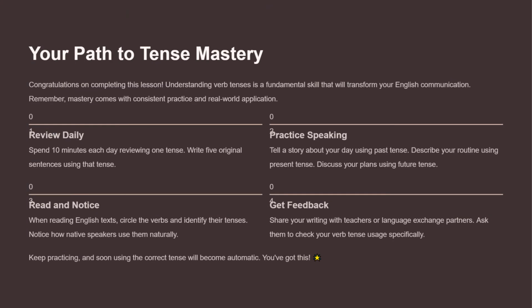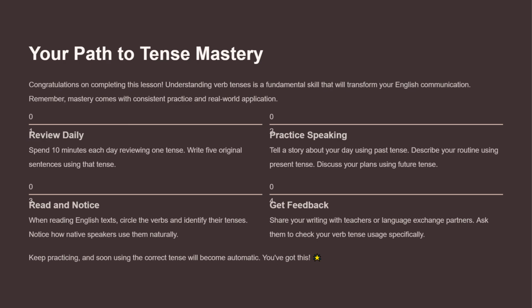Your path to tense mastery. Congratulations on completing this lesson. Understanding verb tenses is a fundamental skill that will transform your English communication. Remember, mastery comes with consistent practice and real world application.